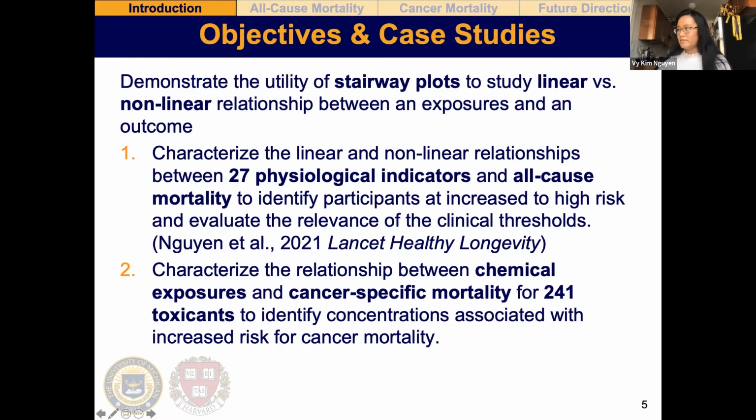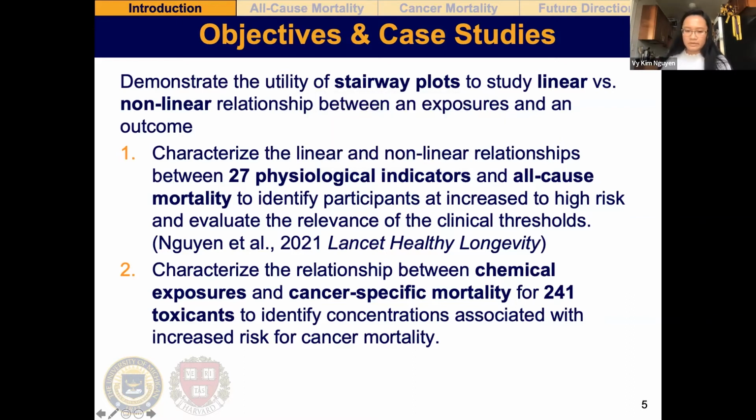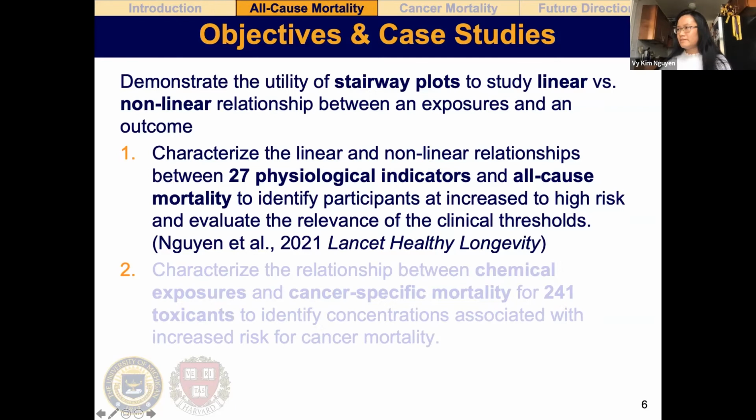And then I'll show a second study that we're currently working on right now. Here we're looking at the relationship between chemical exposures and cancer-specific mortality. One, to identify what the measurements or concentrations are that are associated with increased risk for cancer death, but also to identify maybe a potential new carcinogen. And so with that, we'll move on to the first case right here.